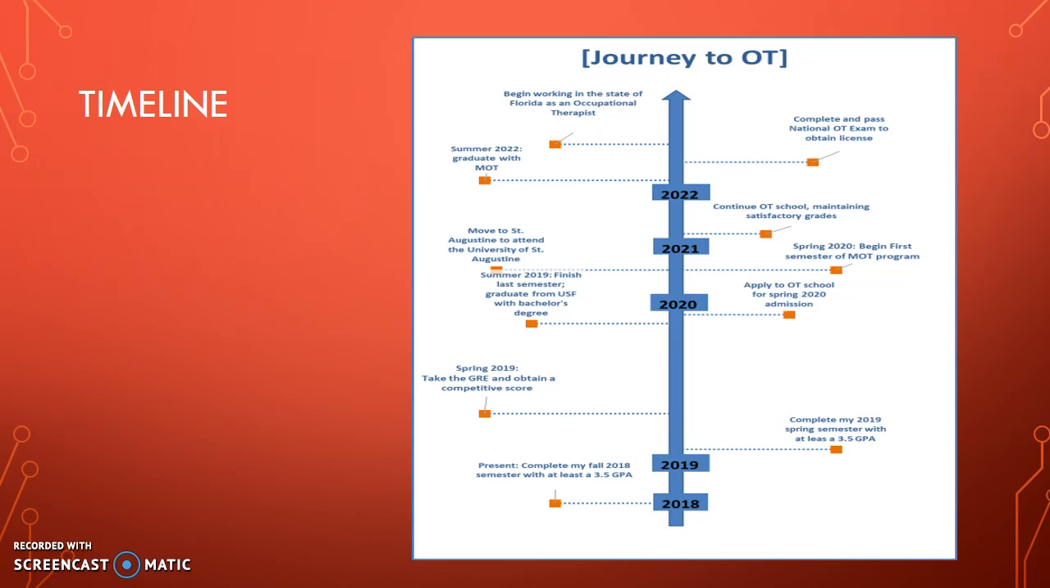I included a timeline. I started out with 2018 because it still is 2018. So I started out with completing this fall semester with at least a 3.5 GPA. Going into 2019, completing my spring semester also with at least a 3.5 GPA. And then also taking the GRE and obtaining a competitive score to get into different types of occupational therapy schools if possible. In the summer of 2019, finishing my last semester and ultimately graduating with my bachelor's degree in health sciences, and also applying to OT school for spring 2020 admission.